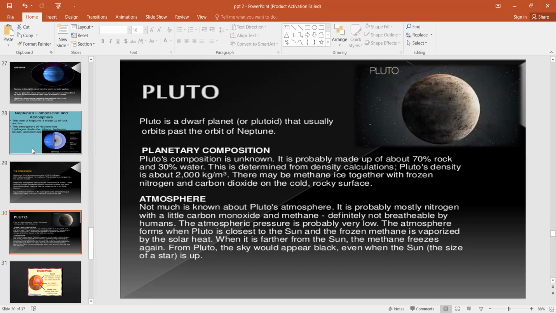About the atmosphere, not much is known, but probably nitrogen is present in its atmosphere with a little carbon monoxide and methane. And life cannot exist on the planet because of the atmosphere. The atmospheric pressure is also very low. The atmosphere forms when Pluto is closest to the sun, and the methane is vaporized by solar heat, and it freezes again when it is further from the sun. From Pluto, the sky would appear black even when the sun is up.